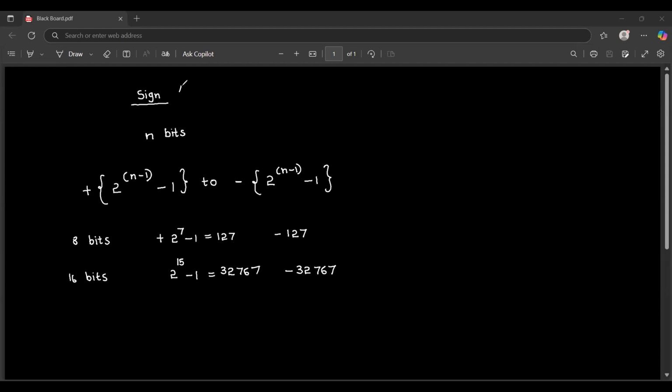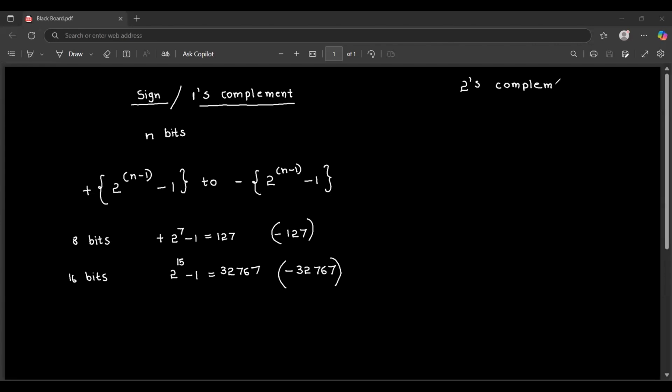It is the same for 1's complement also. In 1's complement, if you have n number of bits, that's the same case. If you have 8 bits, you can represent from 127 to negative 127. If you have 16 bits, you can represent from 32,767 to negative 32,767. But when it comes to 2's complement, the story is different.